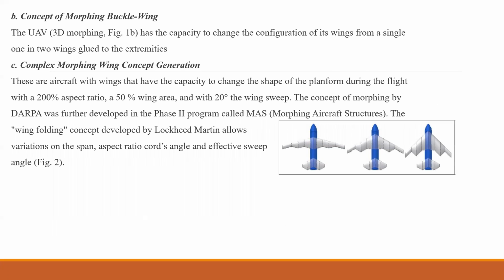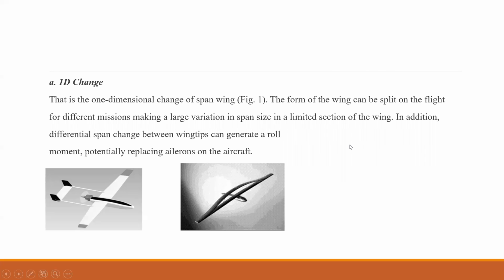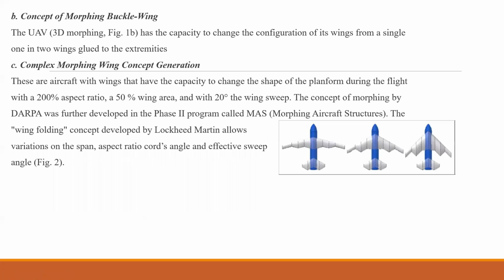And the concept of morphing buckling. The UAV with the 3D morphing has the capability to change the configuration of wings from a single one into two wings glued to the extremities. As we can see in this diagram, there is only one wing, with two wings at the same point. The wingtips are actually the same, but there are two. I mean, there's a bi-wing. There are two wings attached to the one wing. This can be done in 3D morphing.